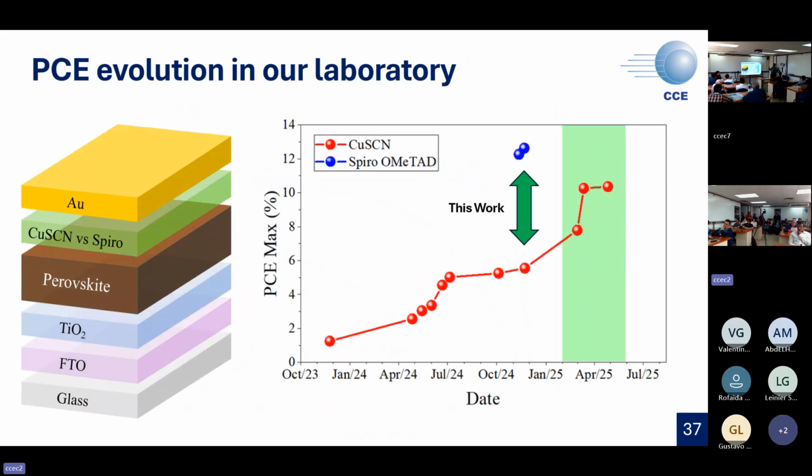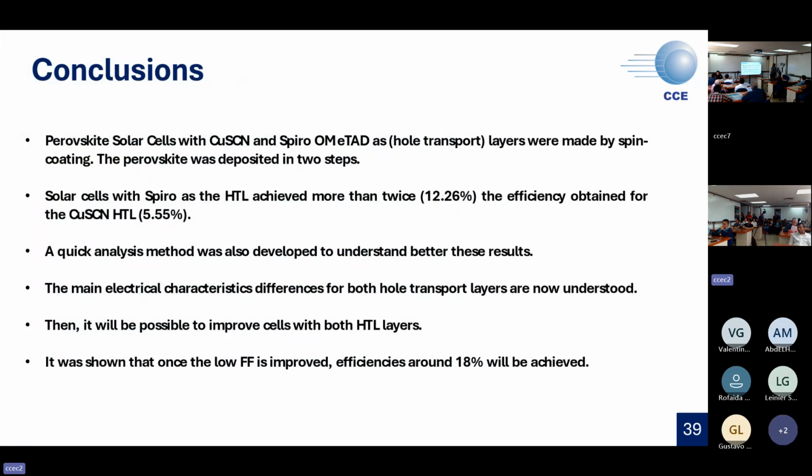With this kind of facts, we are working to improve the copper-tungsten atom deposition in our laboratory, and in recent results we obtained an improved power conversion efficiency. We talk about initial values of about 5%, and currently we reach values around 10% with the improvement of the copper-tungsten atom deposition and better properties of the layer. As a conclusion, the perovskite solar cells with copper-tungsten atom and spiro-OMeTAD were made by spin coating deposition.